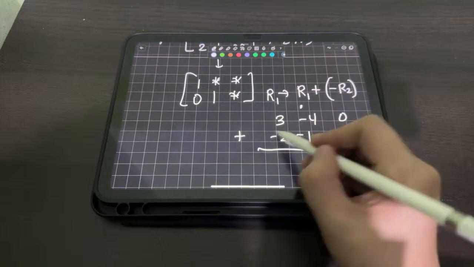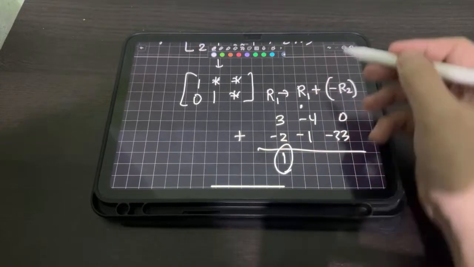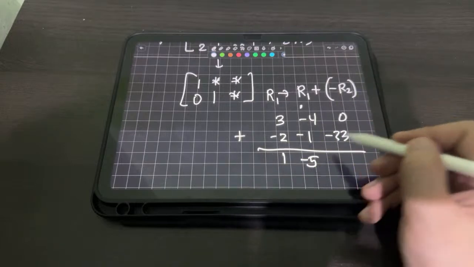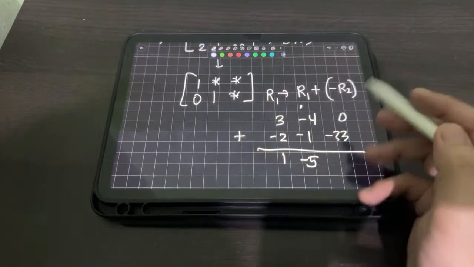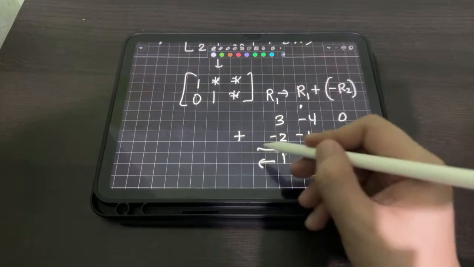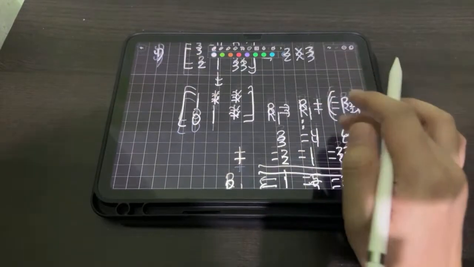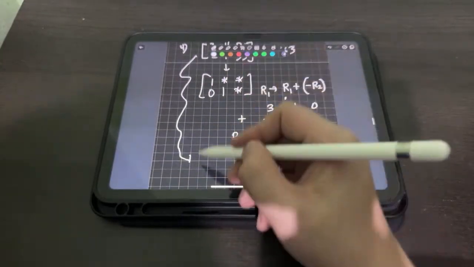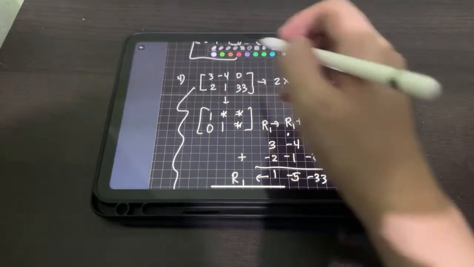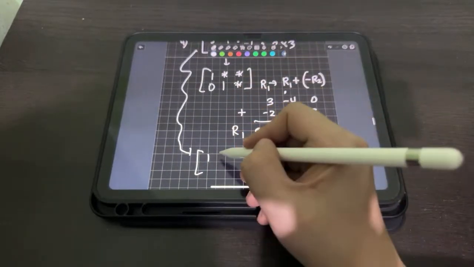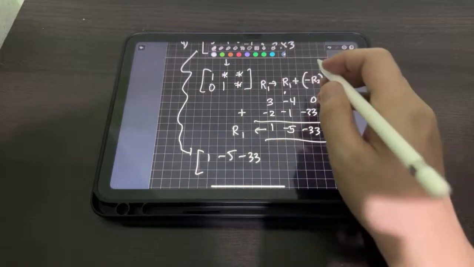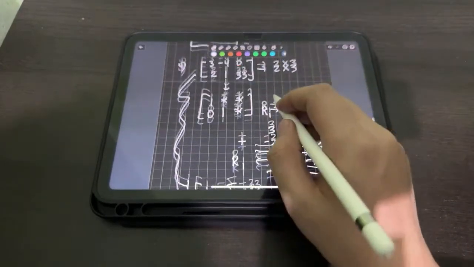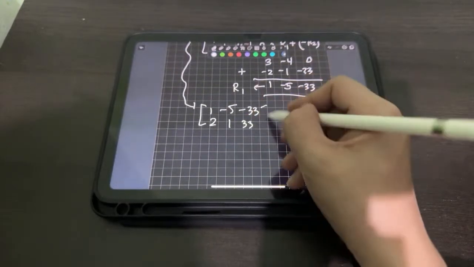If you add this, 3 plus negative 2, that's 1, the goal. Negative 4 plus negative 1, negative 5. And 0 plus negative 33, negative 33. So this will be the new entries in R1. Rewriting the new form, we have the new entries in R1, 1, negative 5, negative 33. And then copy the entries in R2, so 2, 1, 33.